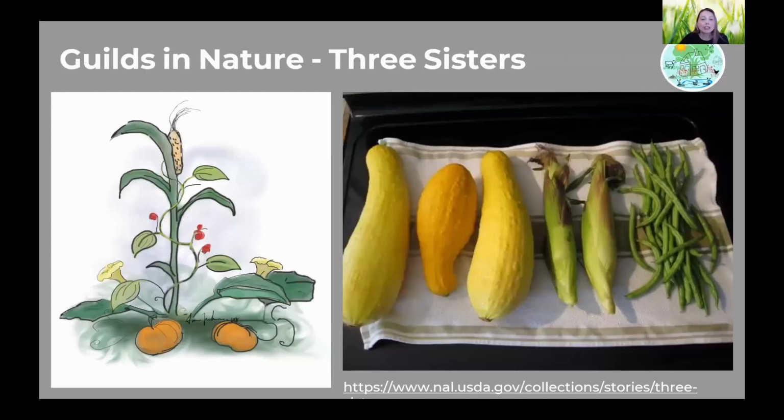Three Sisters is an example of an indigenous practice rich in traditional ecological knowledge, where each plant species plays a specific role in creating a beneficial habitat, which in turn we also benefit from.